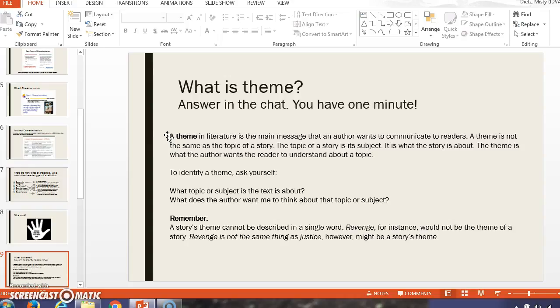A theme is not the same as a topic of a story, and oftentimes that gets confused. The topic of a story is its subject. It's what the story is about. The theme, on the other hand, is what the author wants the reader to understand about the topic. So it's the lesson that the author wants you to learn, or the message the author wants you to learn.